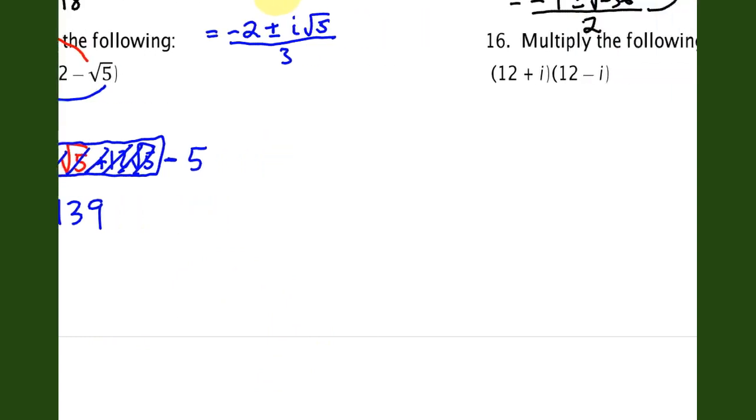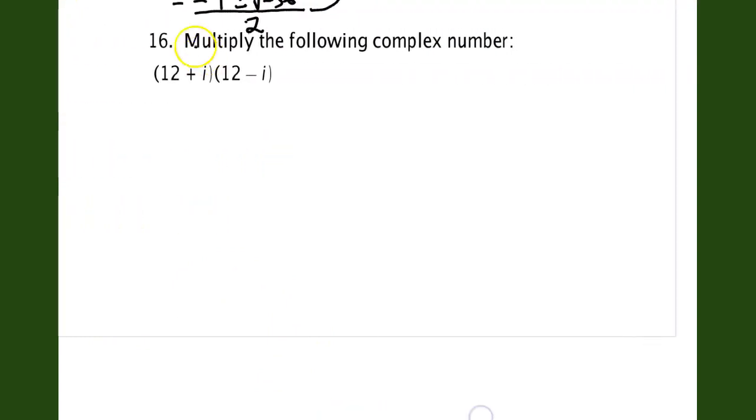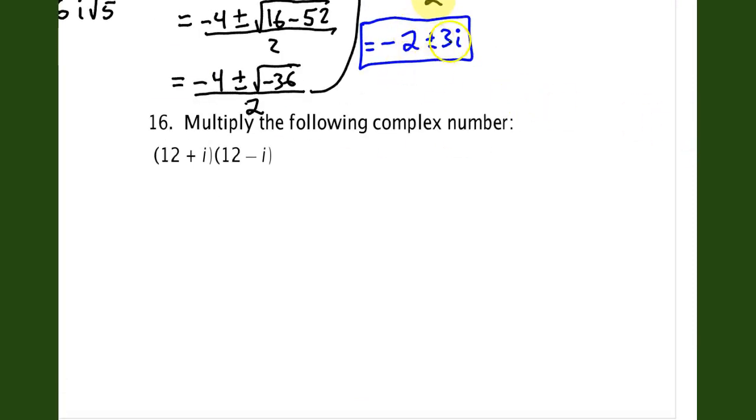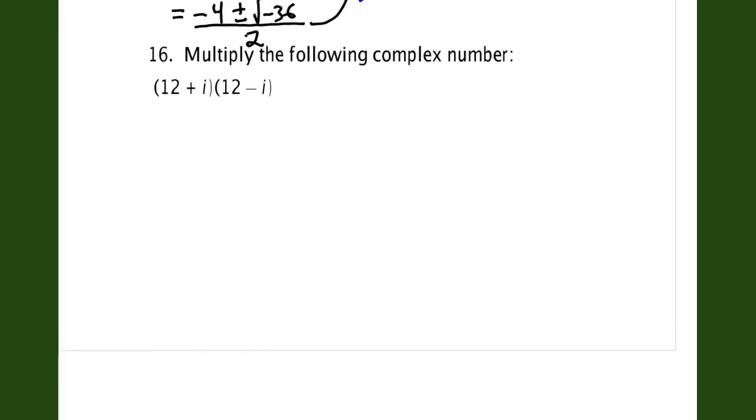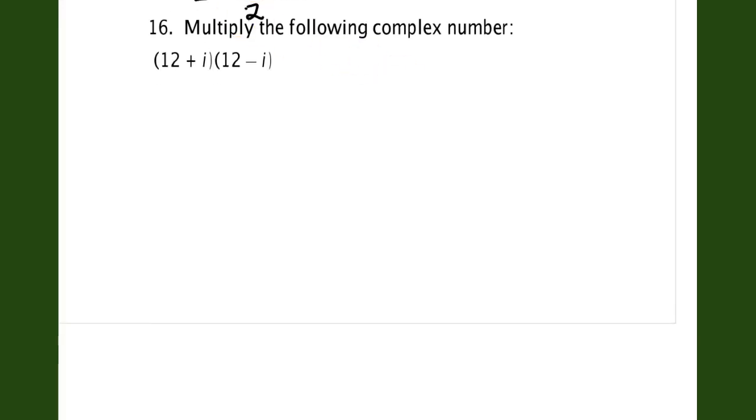All right, lastly, for these types, we're going to do multiplying of complex numbers. So these are kind of like the answers we're getting here, but we're multiplying them back together. So if you had the two answers for your quadratic and you want to find the original, we could do it this way. So 12 times 12 again, 144. 12 times negative i, it's just negative 12i. Oh, okay, yep. i times 12, positive 12i.